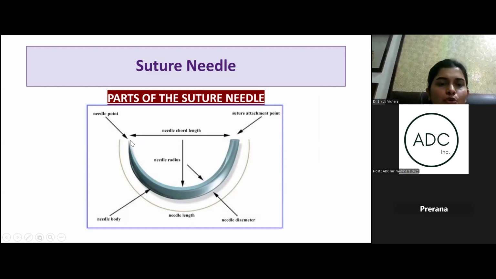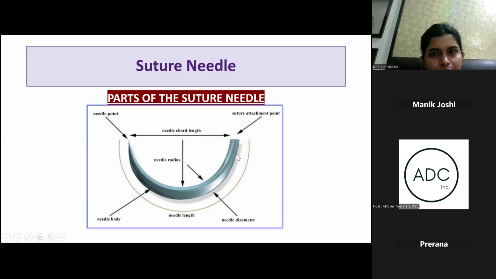Now, if I have to draw a straight line joining the needle point and the suture attachment point, and if I have to measure the length of this line, that would be my needle cord length. That would be my needle cord length. Okay. Now, if I have to draw a perpendicular from the needle body to this linear line, and if I have to measure the length of that line, that becomes my needle radius.